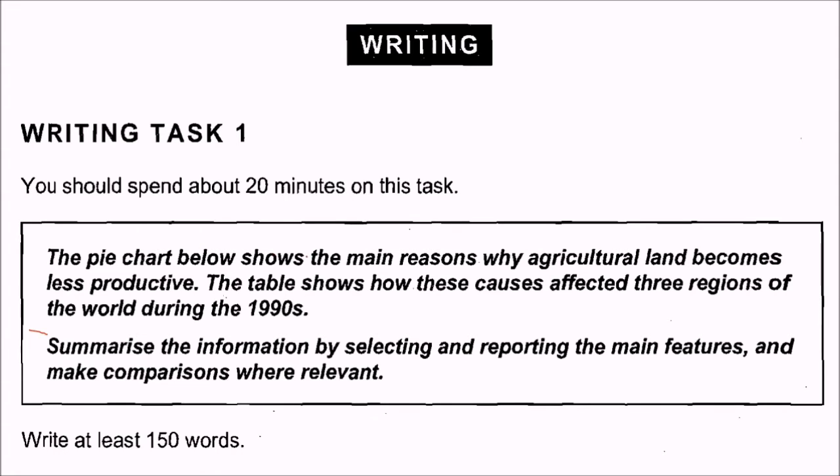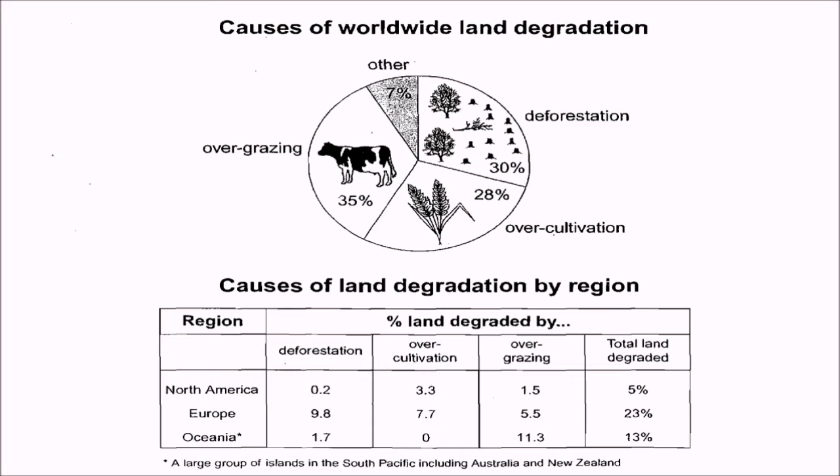The pie chart shows the main reasons why agricultural land becomes less productive. The table shows how these causes affected three regions of the world during the 1990s. Summarize the information by selecting and reporting the main features, and make comparisons where relevant. So this is the pie chart, and in this we have the causes of worldwide land degradation: deforestation, overcultivation, overgrazing, and other factors.